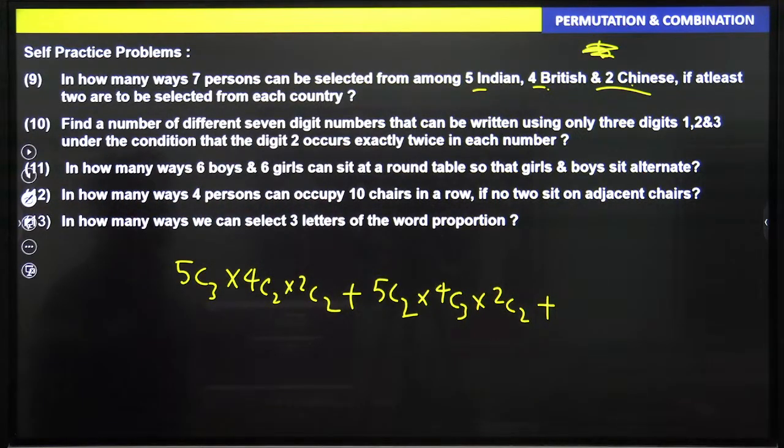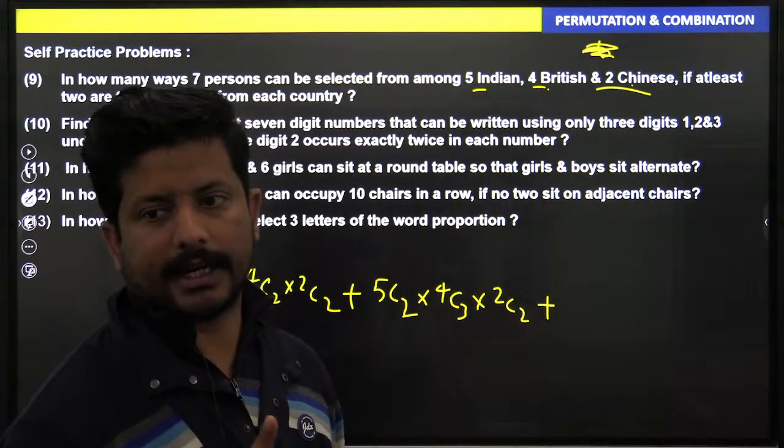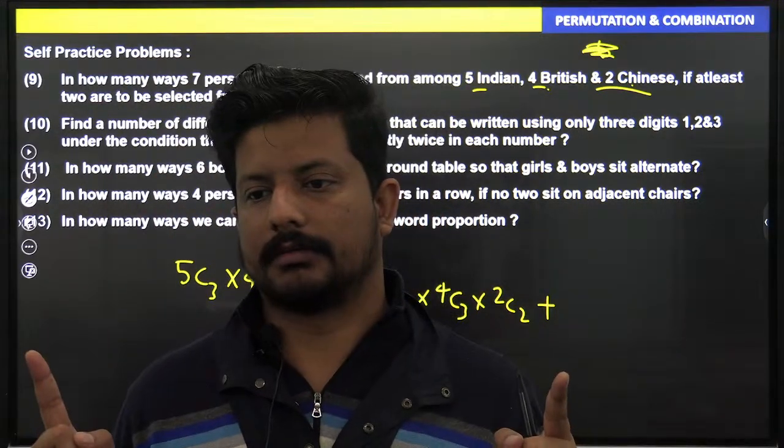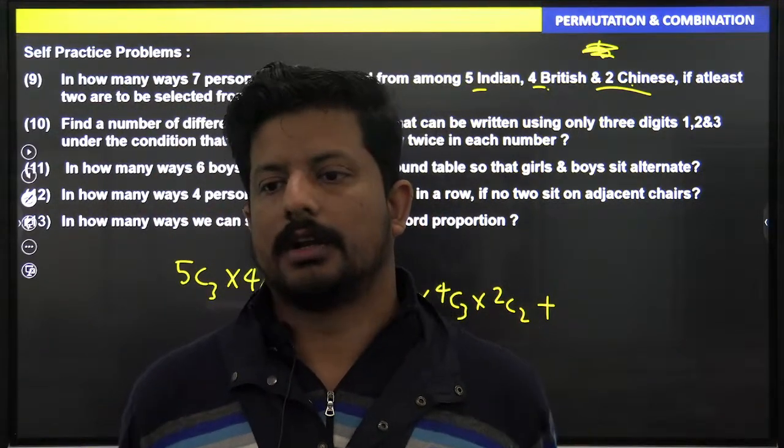In how many ways can 6 boys and 6 girls sit around a table so that girls and boys sit alternately? But here is a different kind of thing. A round table is a different kind of thing and a horizontal table is a different kind of thing. I am telling you again and again. Okay na?